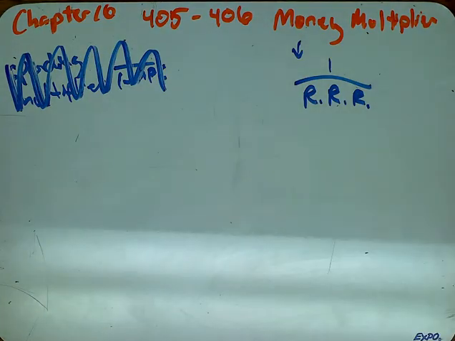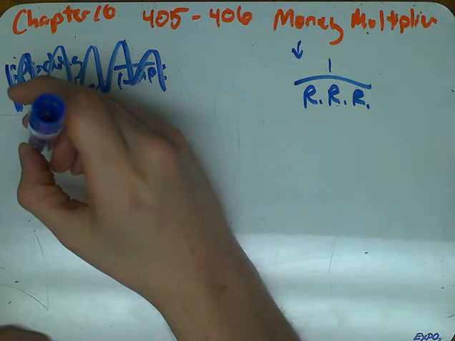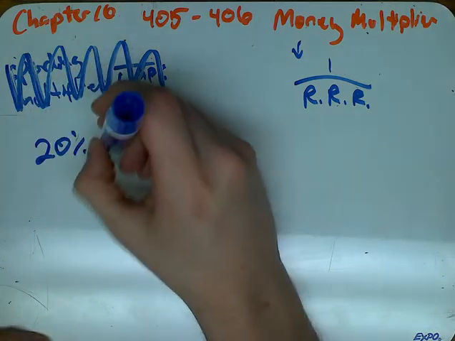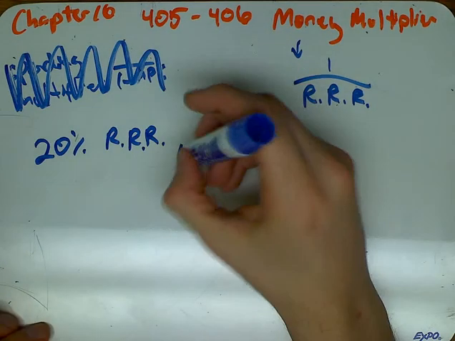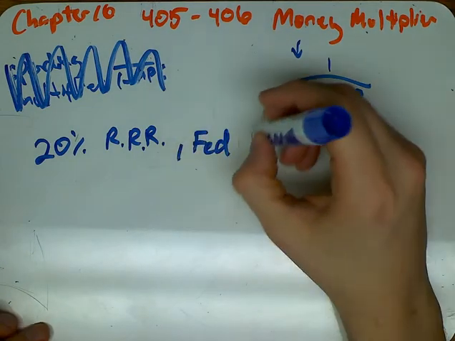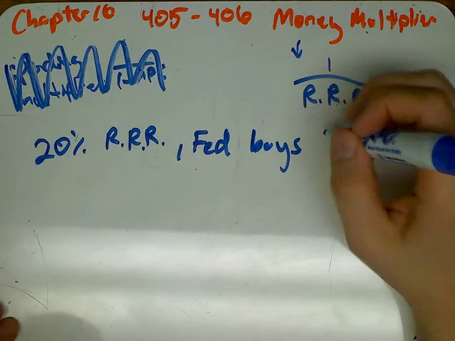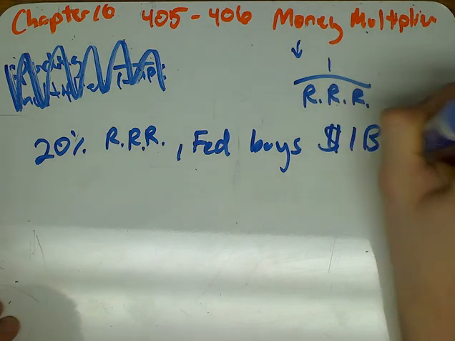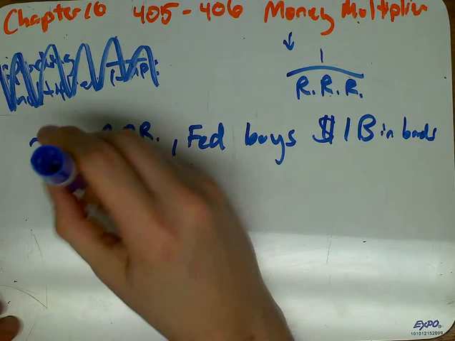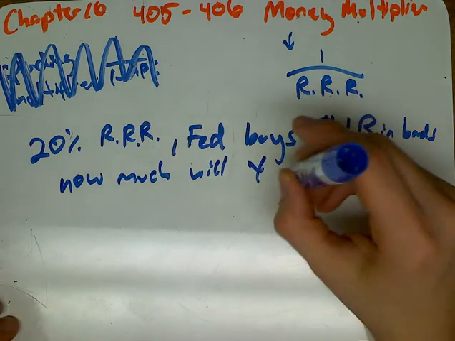So let's say the AP test asks you a question. It says, in the banking system there is a 20% required reserve ratio, and that the Fed buys, let's say, $1 billion in bonds. How much will GDP, real GDP, increase?